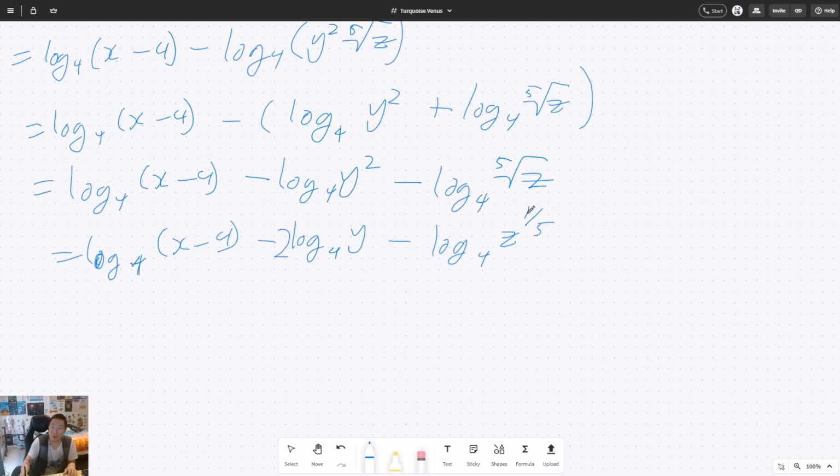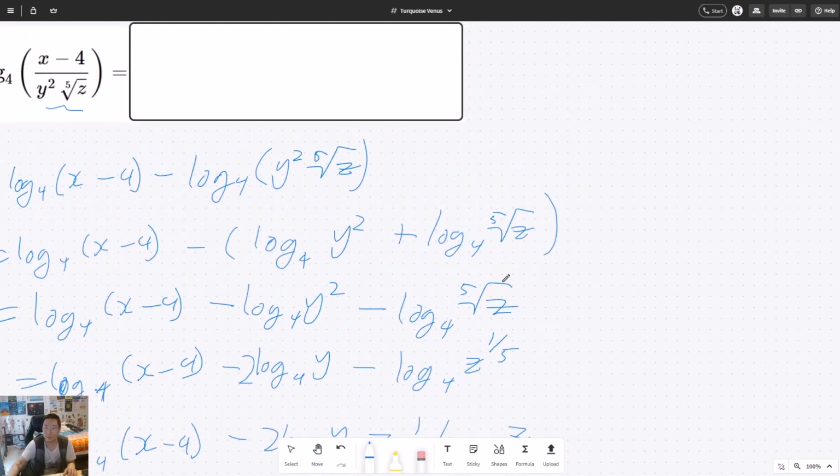Now we're going to put this 1 over 5 into the front of the log base 4, just like we did over here. So it's going to be log base 4 of x minus 4, minus 2 log base 4 of y, minus 1 over 5 log base 4 of z, and we have our answer.